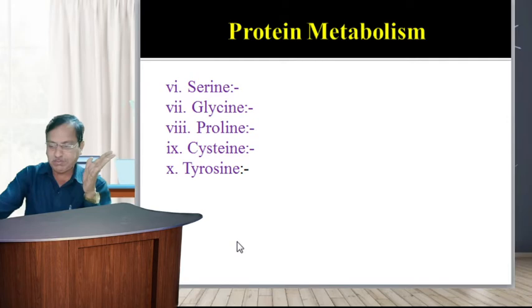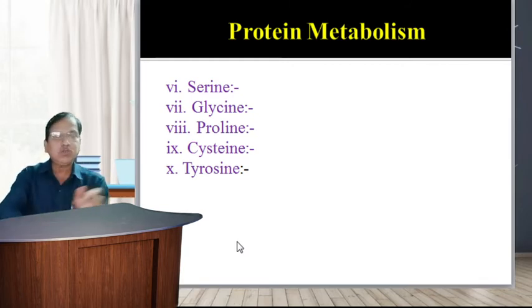Glycine is synthesized from serine as well as proline. Next is proline. It is synthesized from glutamate or alpha ketoglutarate by reversal of the reaction for protein catabolism.